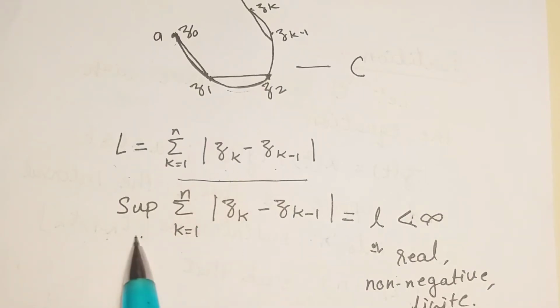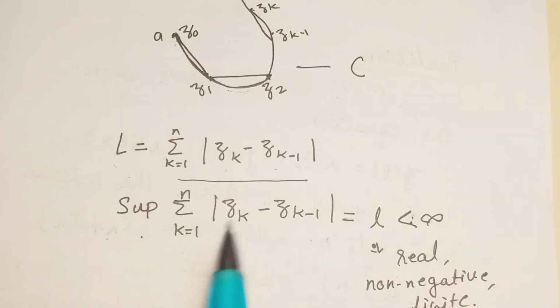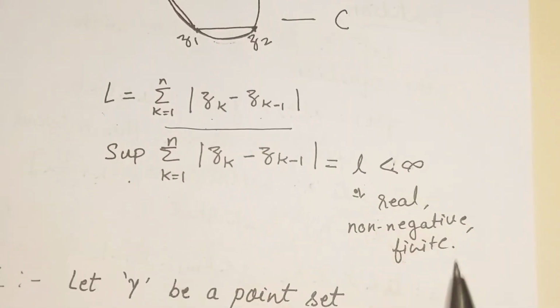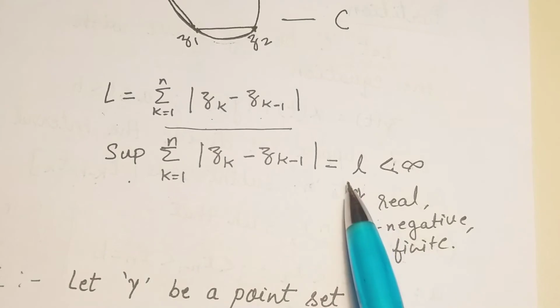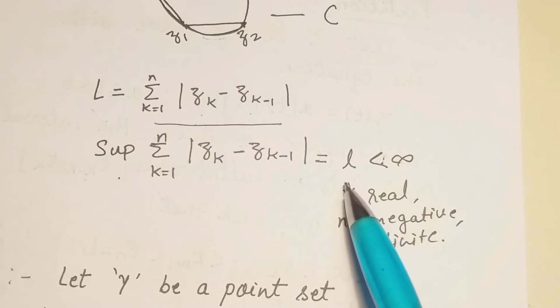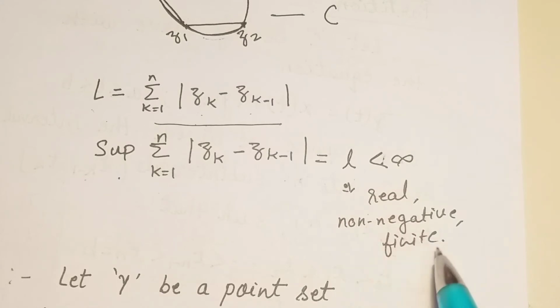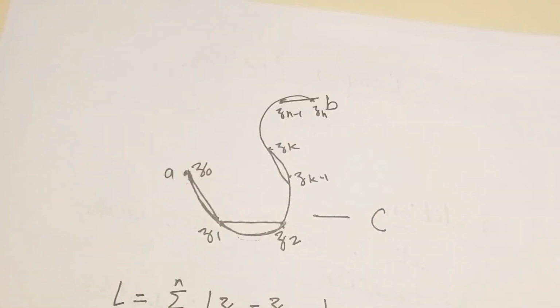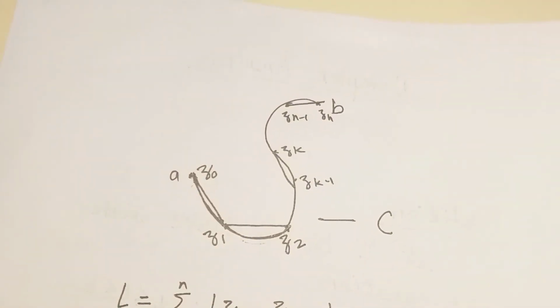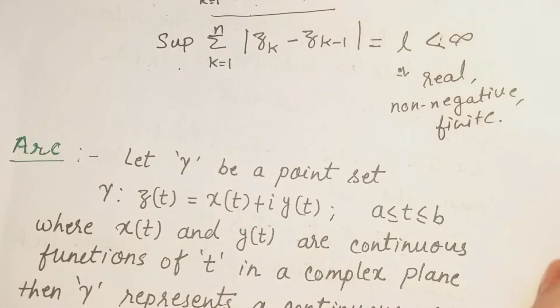Okay, right? Now we take the supremum of this value, and this supremum is taken over all the possible partitions, which comes out as small l. Okay, and if this small l is real, non-negative and finite, means it should not be infinite, it should not be an imaginary number. So if l is less than infinity, or l is a non-negative real finite number, then this curve C is called a rectifiable curve. Okay, so I hope this term is clear now. What is a rectifiable curve?